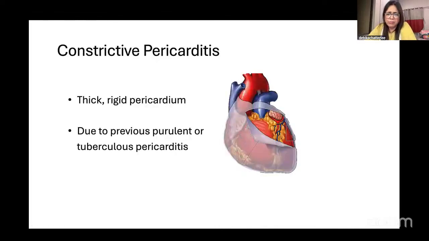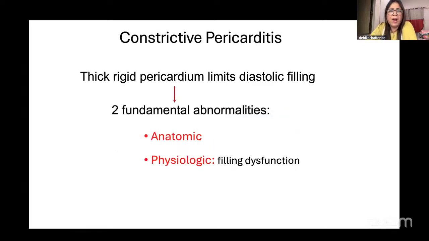Now let us move from tamponade to constrictive pericarditis. Here, the pericardium has become very thick and rigid, obviously due to previous purulent pericarditis or tubercular pericarditis, as you know. So what happens? It is the thick, rigid pericardium which has limited the diastolic filling of the ventricles. It leads to two fundamental abnormalities, one anatomic, another physiologic, leading to filling dysfunction.